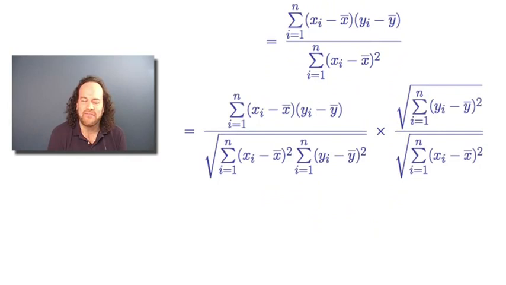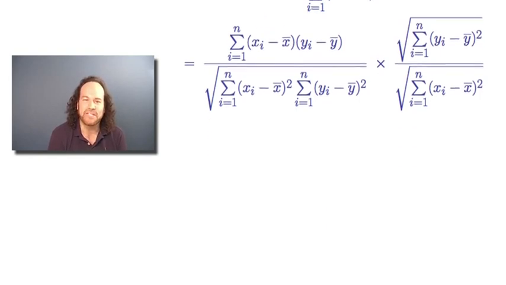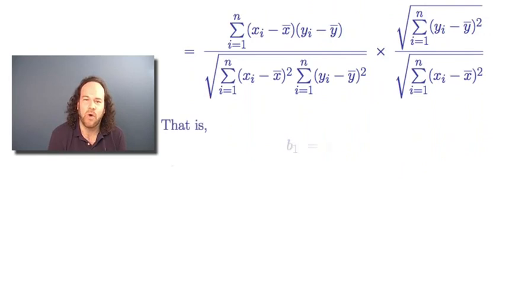What I've done here is, first of all, separated out the denominator into its square root multiplied by its square root again. And then I've also multiplied and divided by this other square root, the square root of the sum of yi minus y bar squared. And it ends up looking like an even messier formula than we had before. But then we can start to interpret it, because we can say b1 now is that first crazy thing, which we'll call r, times this ratio, which we'll call s sub y over s sub x. And each of these factors is something that we've seen before.